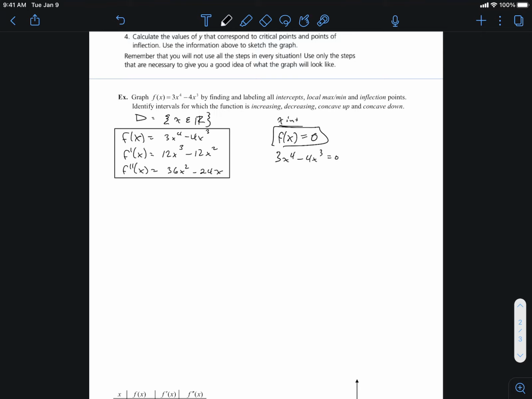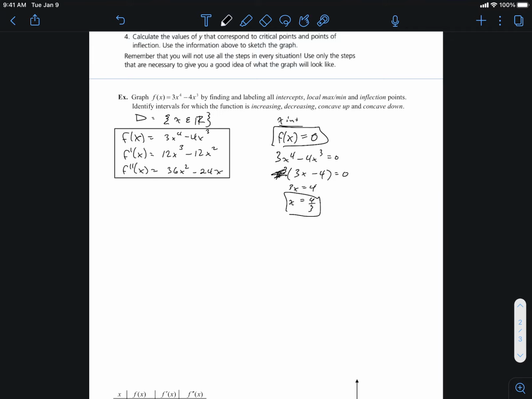And we could factor out an x cubed. Oh, excuse me. And then we're going to go 3x minus 4. And that's going to equal 0. The 0 is going to consume this. It's gone. And then we can say, okay, well, 3x is equal to 4. So x is 4/3. Okay, so we have an x-intercept at 4/3.